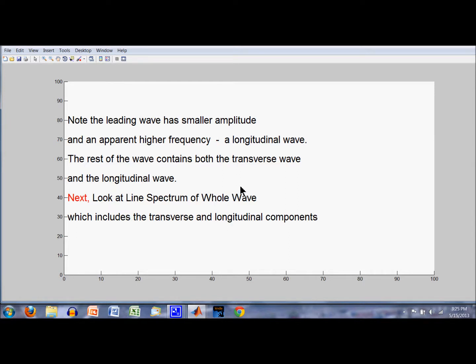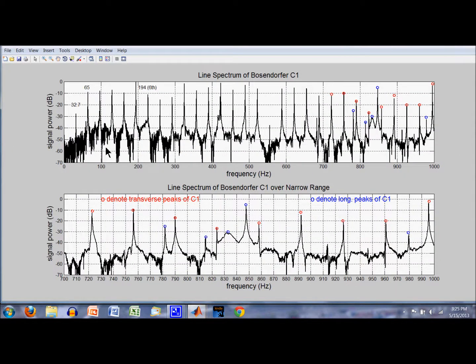Now we're going to take a look at the spectrum of the whole wave and see where those different components show up. Okay, here's a spectrum of the C1 wave from 0 to 1000 hertz. I'm using dB when I'm plotting the signal power. Here's our fundamental near 32.7 hertz. Here's the second partial. The strongest partial occurs at 194. It's the sixth partial. And things look fairly regular down in this frequency range.